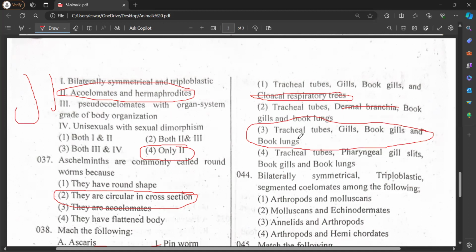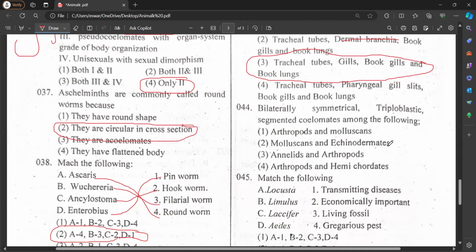Terrestrial arthropods like insects and cockroaches respire with tracheal tubes, and the scorpion and the spider respire with book lungs. Prawns respire with gills, and in king crab, Limulus, the respiratory organs are book gills.